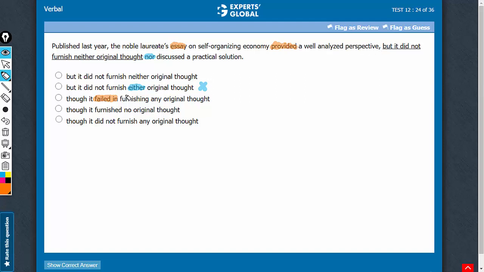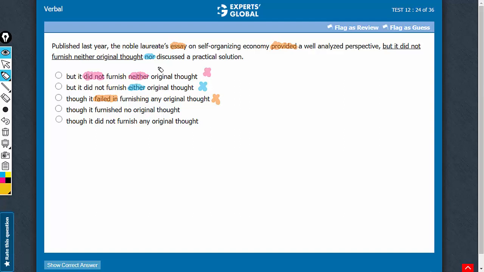So answer choice C changes the meaning drastically. This should be eliminated. Then this usage, "did not as well as neither," is awkward, redundant, and it changes the meaning. Answer choice A should be eliminated.